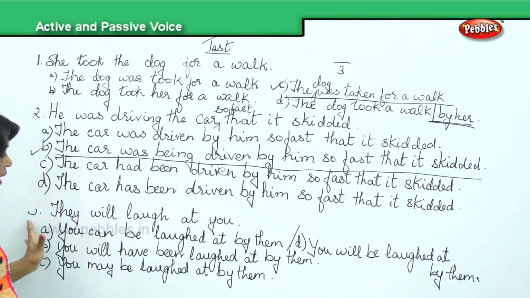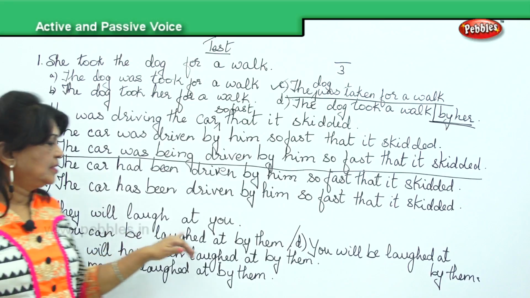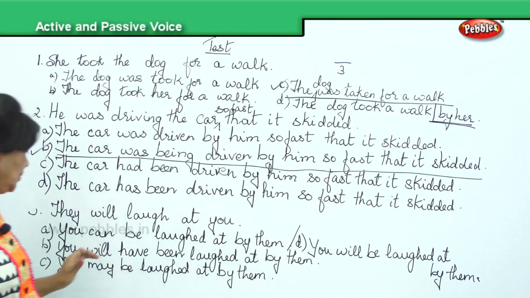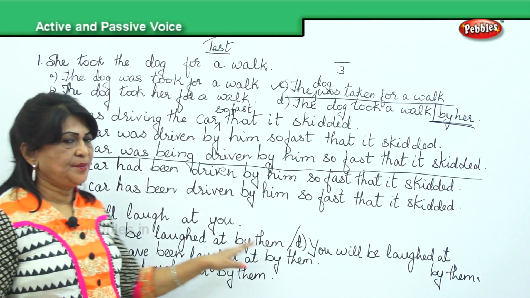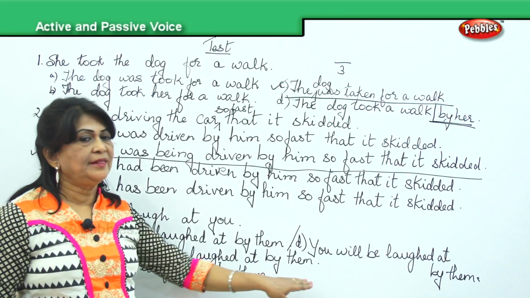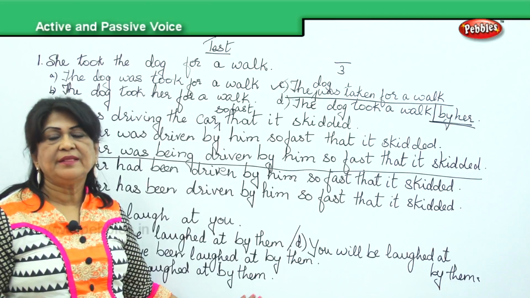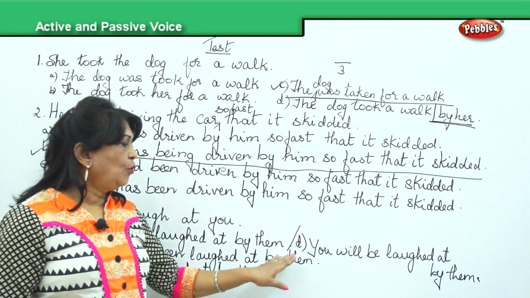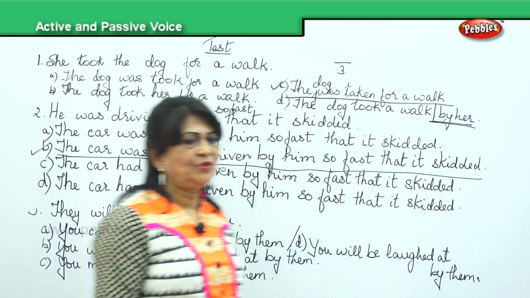Next one. They will laugh at you. First option, you can be laughed at by them. Second option, you will have been laughed at by them. Third option, you may be laughed at by them. Fourth option, you will be laughed at by them. Now think.